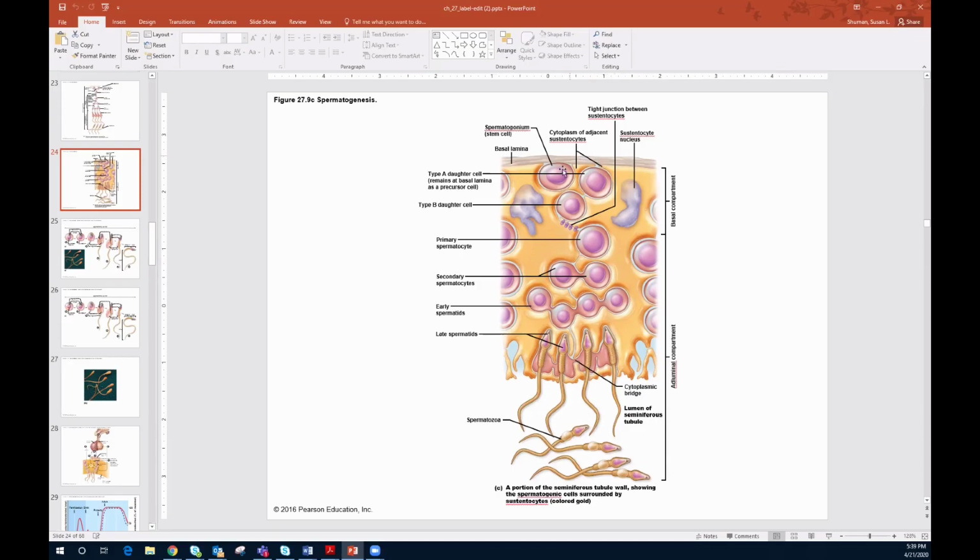Okay. It's helping with the maturation process. It's supporting it. It provides nutrients. It's going to absorb the unwanted extra stuff from these spermatids as they metamorphose.